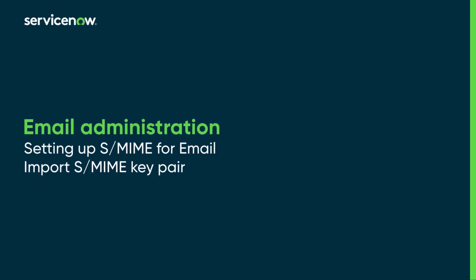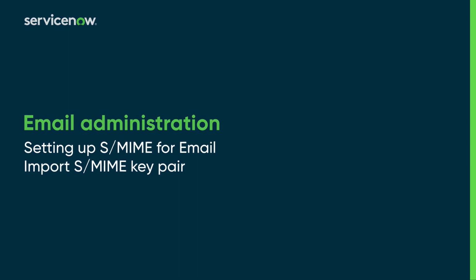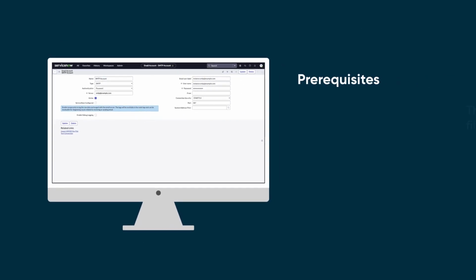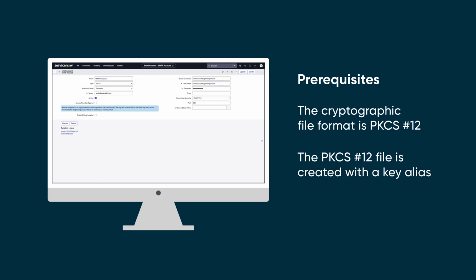In this video, we'll import an S/MIME key pair, which is used to sign outbound emails or decrypt inbound emails. This task is part of setting up S/MIME for email. Before we begin, we should ensure that the cryptographic file format is PKCS12 and the PKCS12 file is created with a key alias.